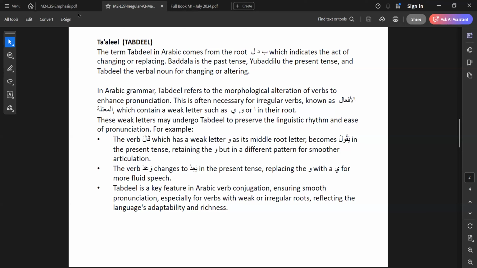I can't remember that one. Mafruk. So first, Makrun is where the second and third radicals are going to be in the Tabdil process. And then for the Mafruk, the first and third radicals are going to be in the Tabdil process.